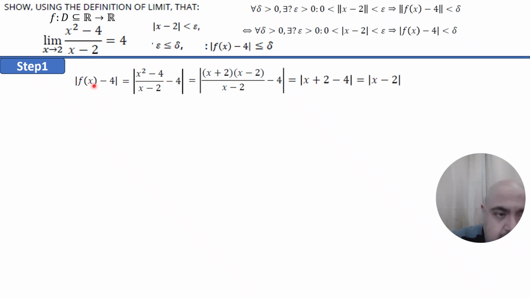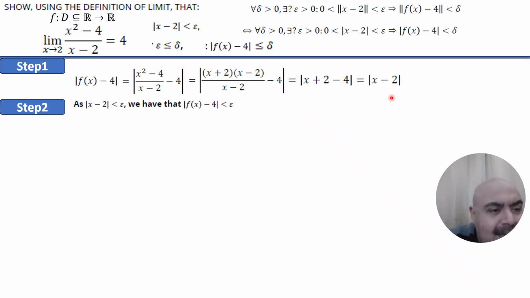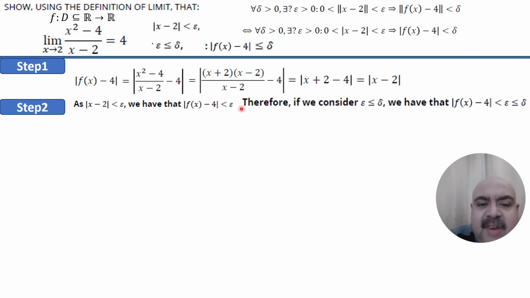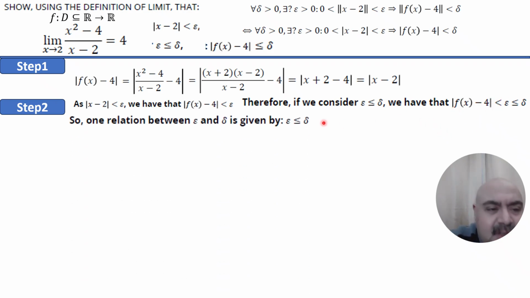So I started with the function minus the limit, and I ended up with the definition of the open ball at x with center at 2, which makes sense. It's less than epsilon, as you will see. So |x − 2| is less than epsilon. So we have now for sure that |f(x) − 4| is less than epsilon because they have the same value. And since |x − 2| is less than epsilon, the open ball at x whose center is 2 has radius epsilon, so |f(x) − 4| is less than epsilon. And since epsilon is less than or equal to delta, then |f(x) − 4| is less than delta also. I've succeeded in making the definition hold.